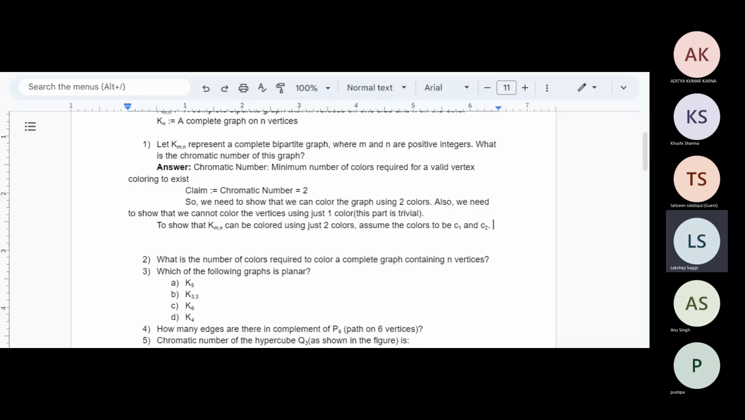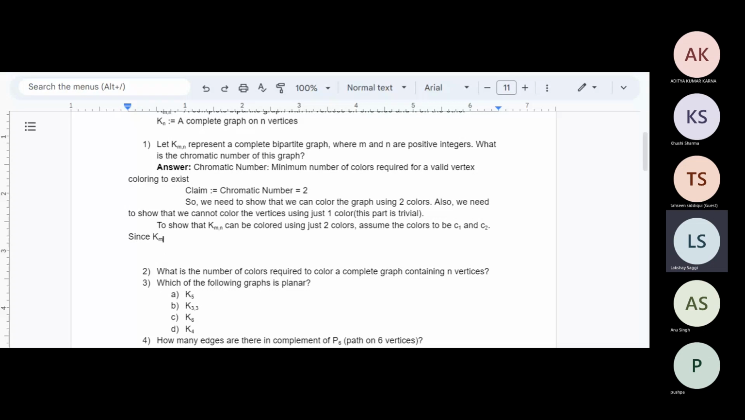Now since it is a bipartite graph, what's the property of a bipartite graph? Since K_{m,n} is bipartite, what is a bipartite graph? A bipartite graph is a graph in which the vertices can be separated into two sides, let's say left and right side. The left side has m vertices and the right side has n vertices, such that all the edges are present just between the left and right sides. No edges are present between the left side vertices and no edges are present between the vertices of the right side. So that's the definition of a bipartite graph.